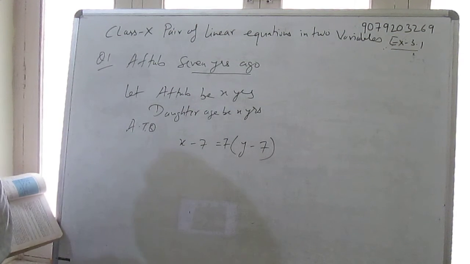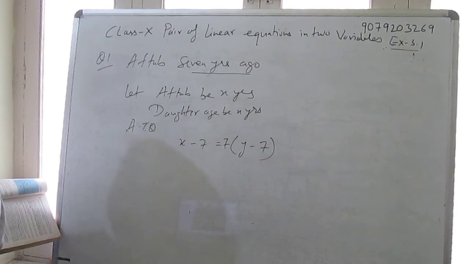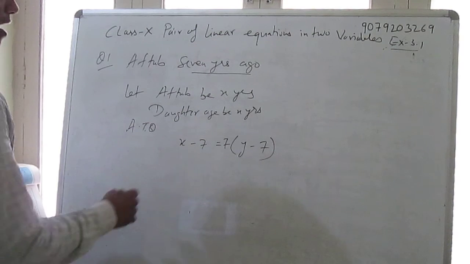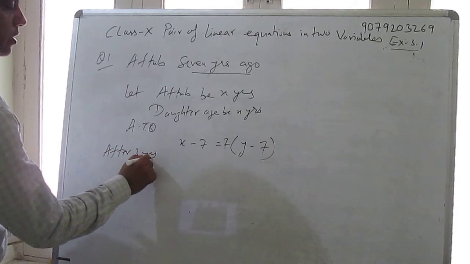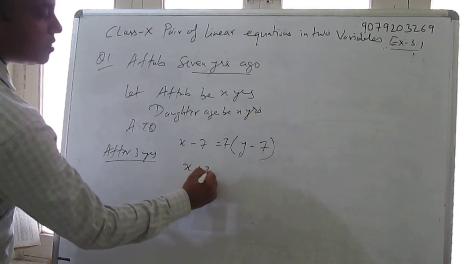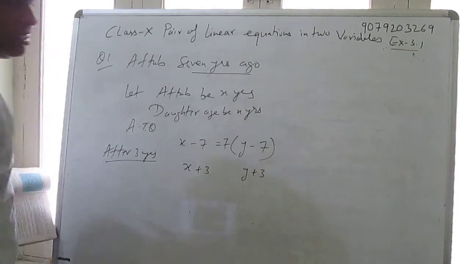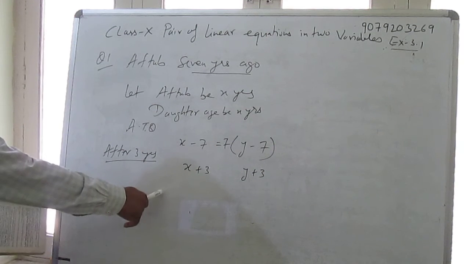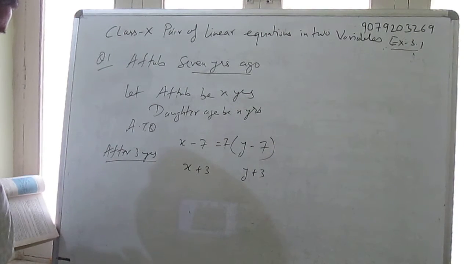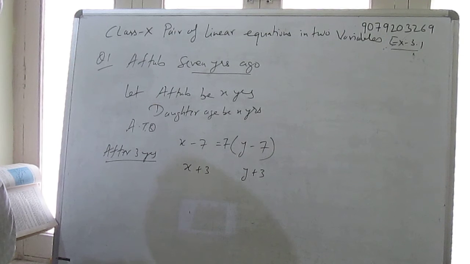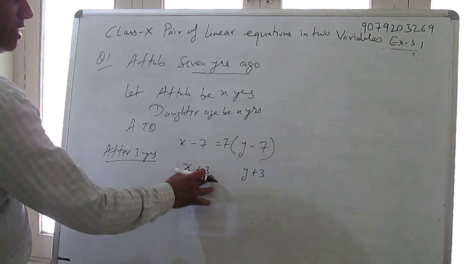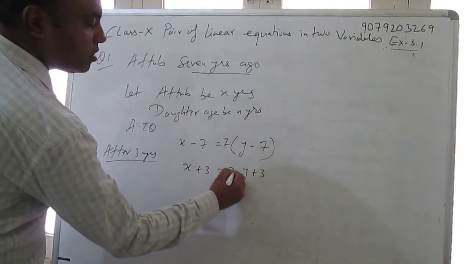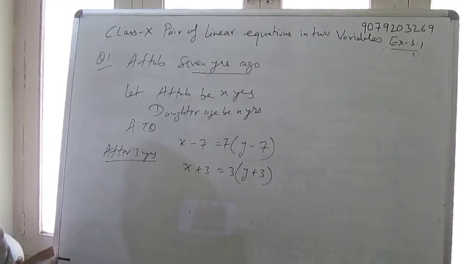Now the second situation arises. I shall be 3 times as old as you will be. So after 3 years, Aftab is x plus 3, daughter is y plus 3. 3 years later, x plus 3, y plus 3, I shall be 3 times old. How many times old? 3 times Aftab. So we multiply the daughter side by 3.